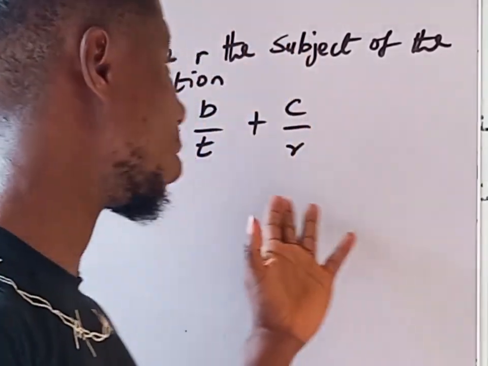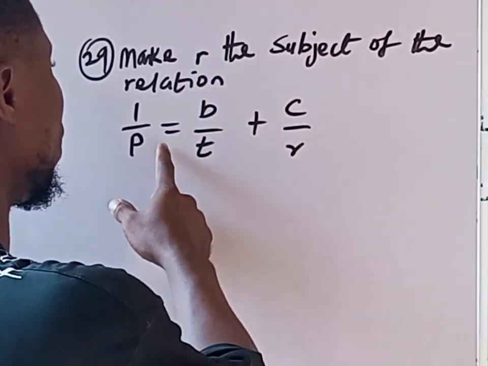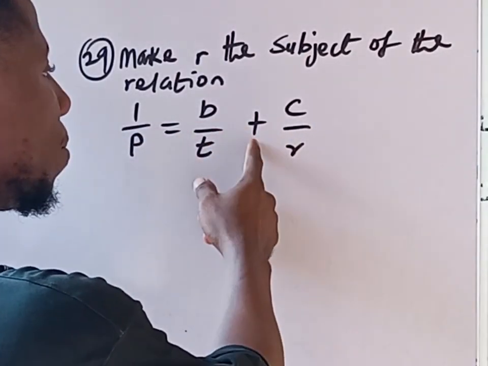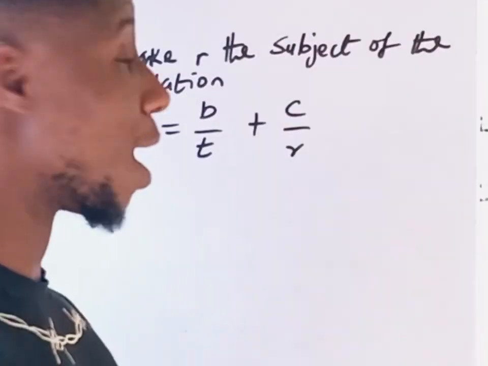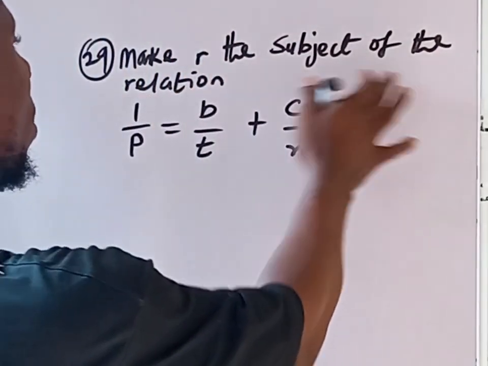All right, so let's consider this question. We have 1 over p equals b over t plus c over r. Make r the subject of the relation.